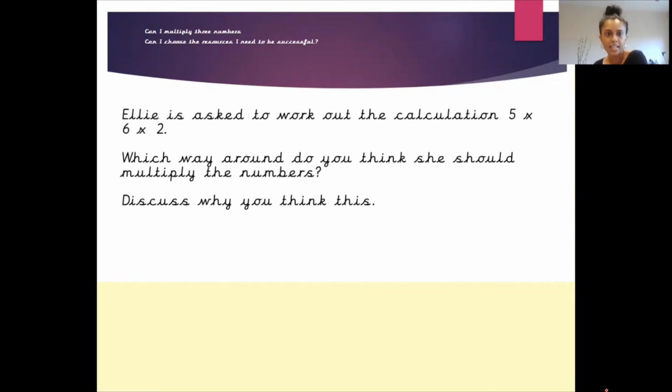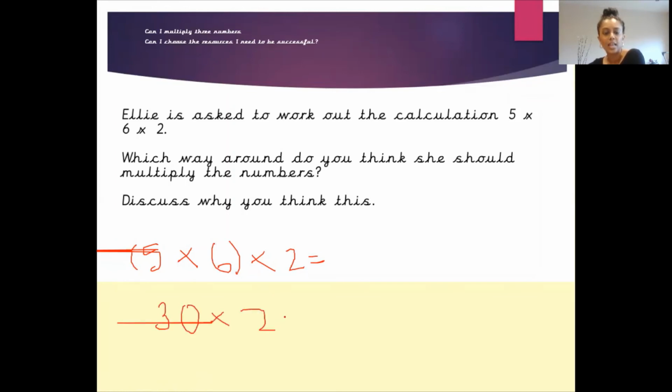Remember, like we said, it doesn't matter which order you put the numbers in, you will still end up with the same answer. So let's say, for example, we did do 5 times 6 times 2. So we're multiplying the biggest numbers first. So 5 times 6 times 2, I will put my brackets here. So 5 times 6 is 30, and 30 times 2 is the same as, when you times by 2, it's the same as doubling. So 30 plus 30, or 30 times 2, or 30 lots of 2, your answer would be 60. Let's see if we did it a different way.